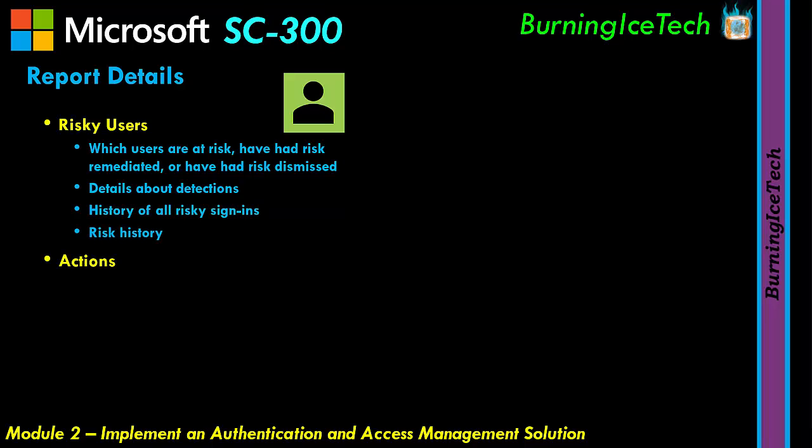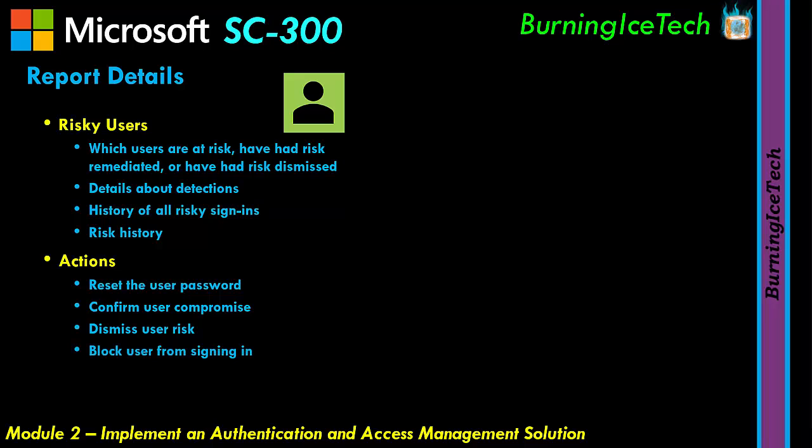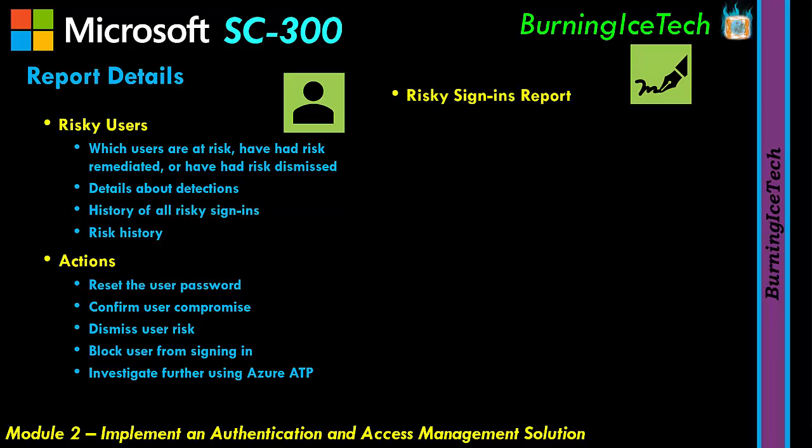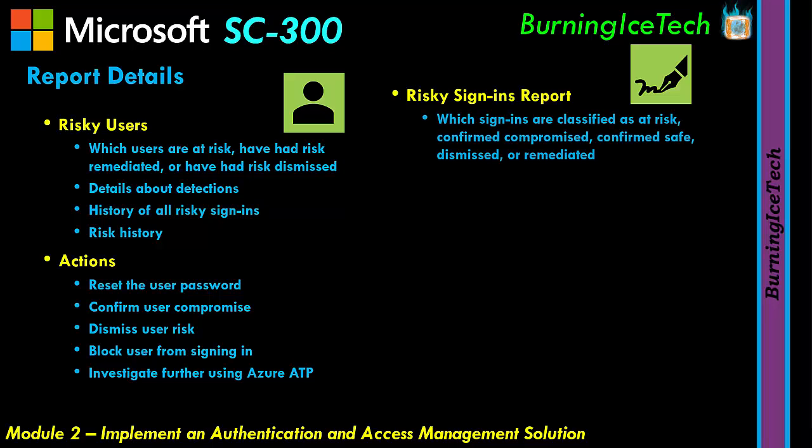As for actions, yes, there's actions you can apply. You can do things like reset the user's password. You can confirm that the user is compromised, dismiss user risk, block user from signing in, or investigate further using the Azure Advanced Threat Protection. These are just summary actions, and those are the main actions. Now, as for the other side of the coin, the risky sign-ins report side of the coin, which sign-ins are classified at risk, confirmed compromised, or confirmed safe, dismissed, or remediated.